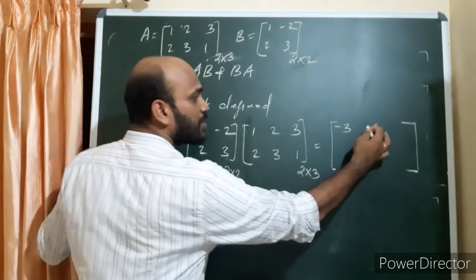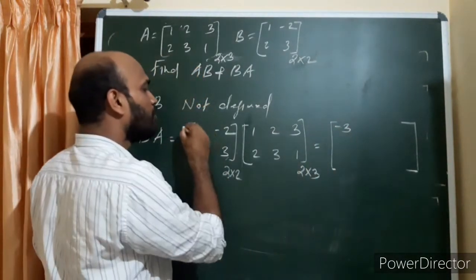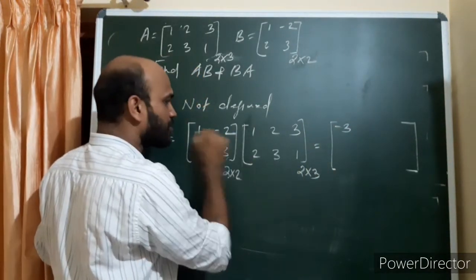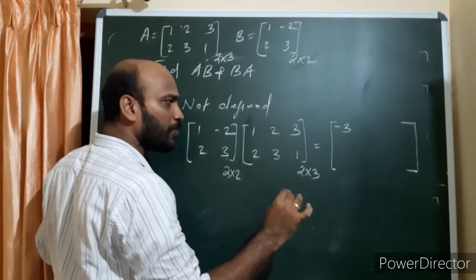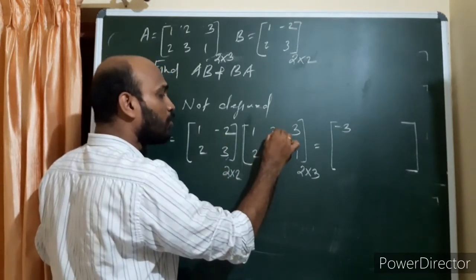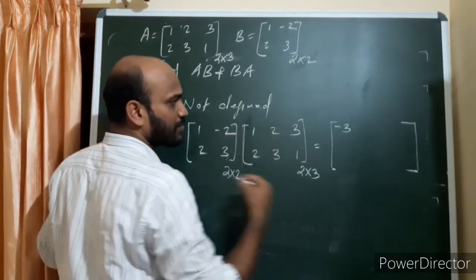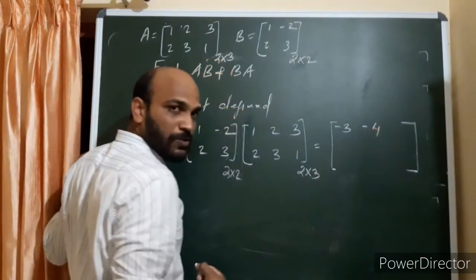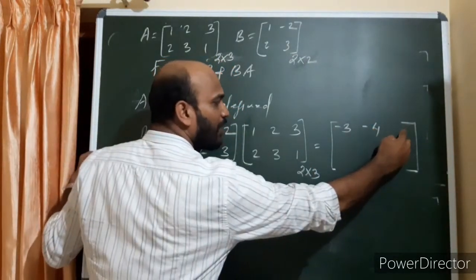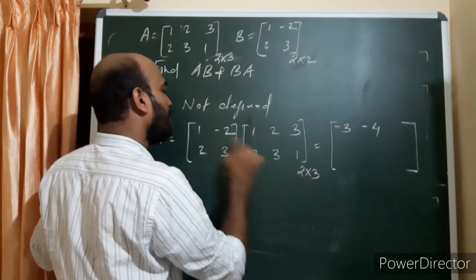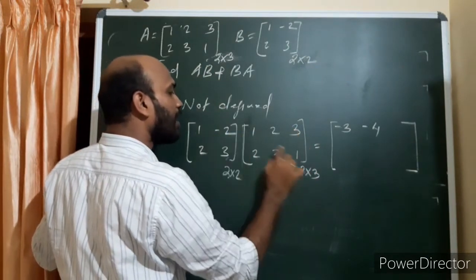Okay. Now this is A12. So 1, 2 you have to take. First row, second column, multiply corresponding elements. 1 into 2, 2. 2 minus 6, that is minus 4. This one is A13. 1, 3. 1 into 3, 3. 3 minus 2.